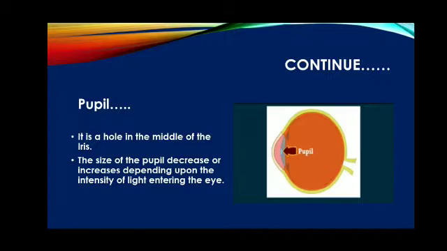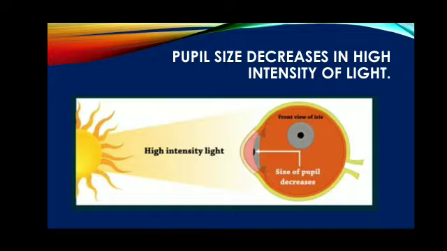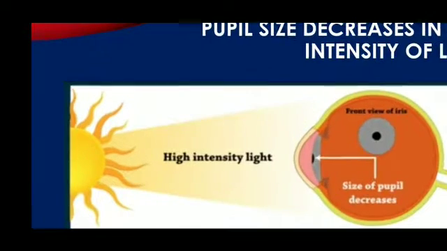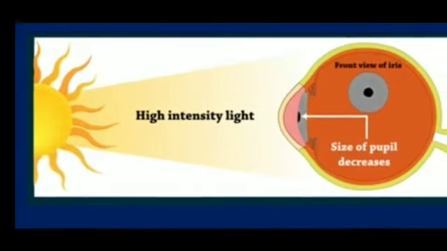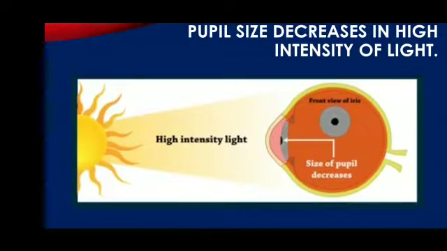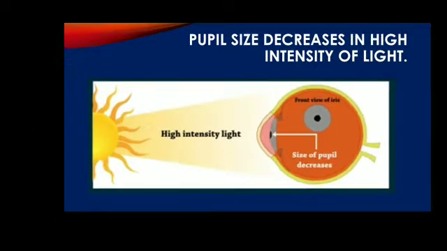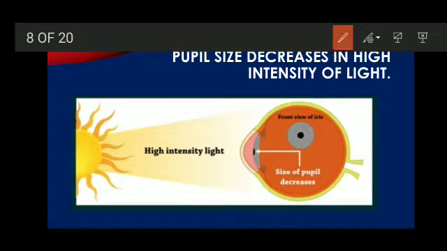Pupil. It is a hole in the middle of the iris. The size of the pupil decreases or increases depending upon the intensity of light entering the eye. Pupil size decreases in high intensity of light. In this image, you can see the high intensity of light. So what is the high intensity of light in this image? It is our sun.